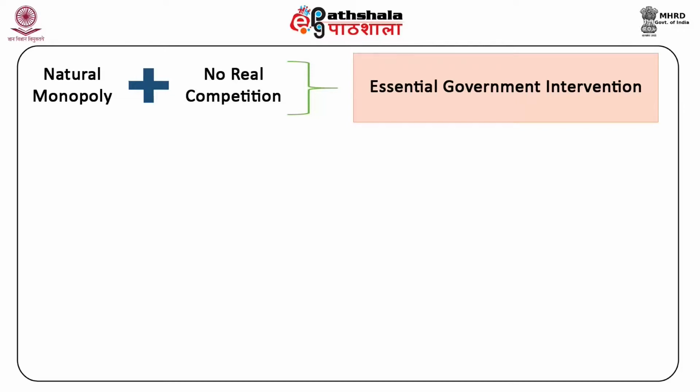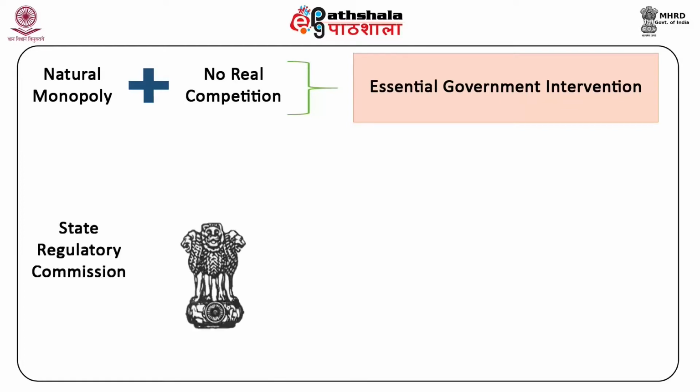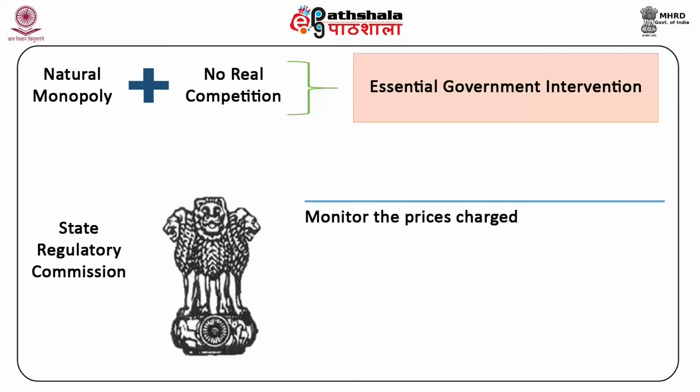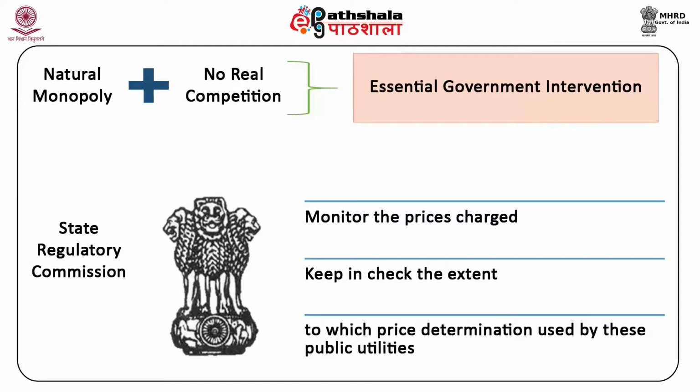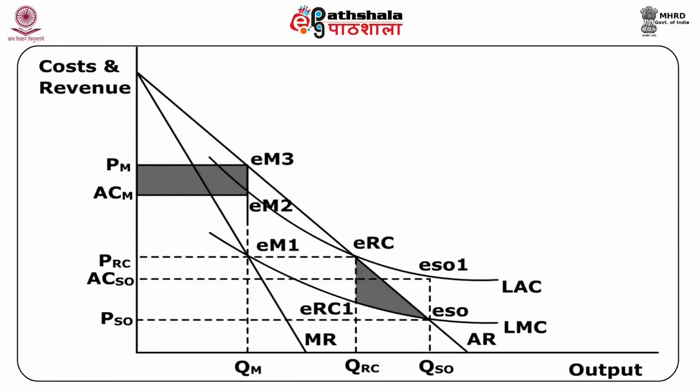The conduct of such firms is commonly regulated by state regulatory commissions that monitor the prices charged by them, Figure 1, and also keep in check the extent, if any, to which price discrimination is used by these public utilities. In the above Figure 1, the AR and the MR curves represent the market demand and marginal revenue curves for the public utility. The LAC and the LMC curves are the long-run average and marginal costs respectively.